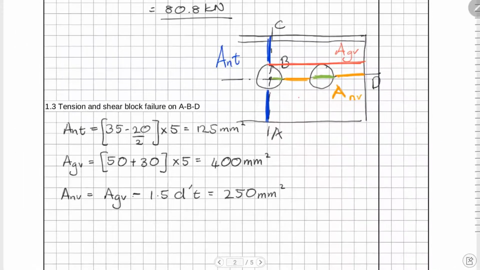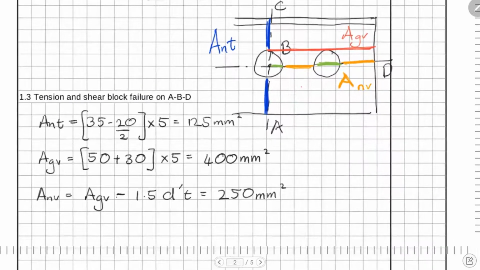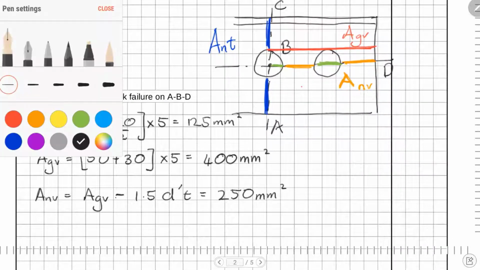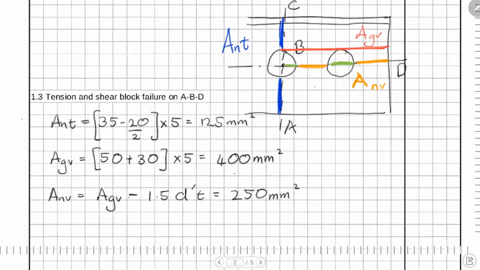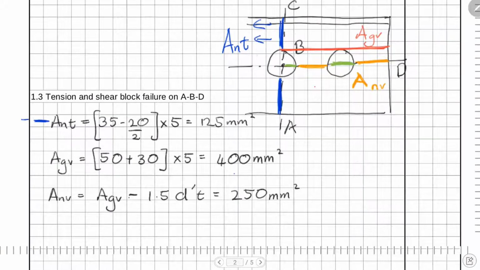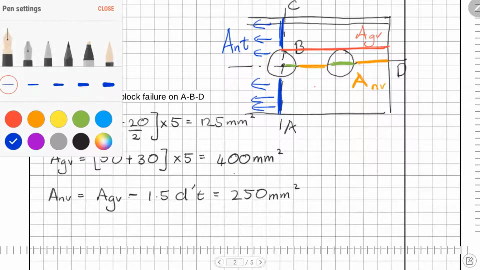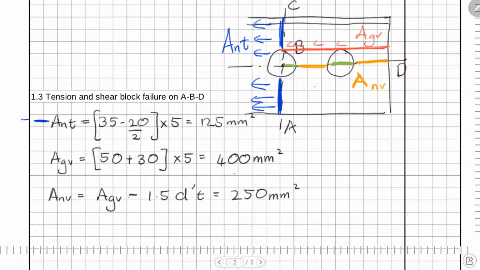So there are our effective areas. We've got a net tension area that's acting here, so this would be a force acting all the way over that blue area. So we're excluding the bolt hole. And then we have a gross shear area. This would be when it fails along an area just outside the bolts, so a line, that red line, and there'll be a shear force along that face trying to fail it.